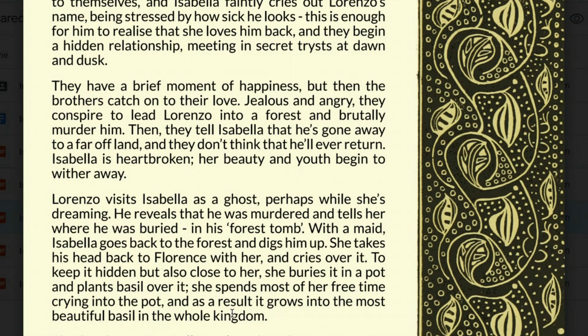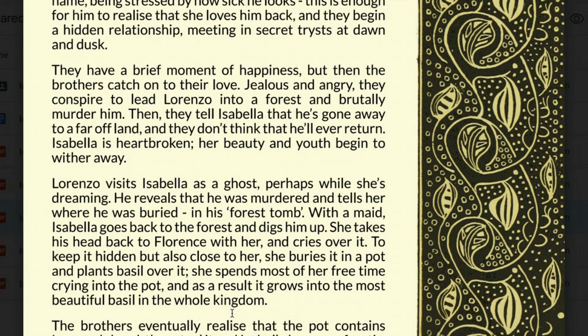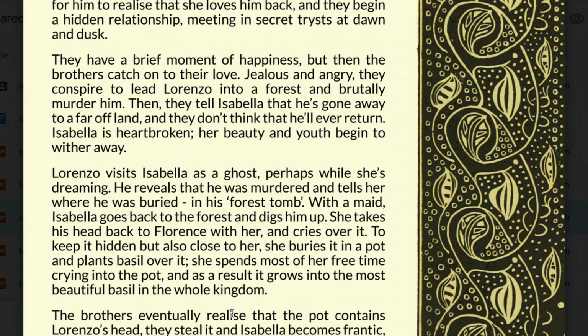This very brief moment ends because the brothers catch on to their love. They notice that this is going on and they become jealous and angry. So they conspire. They're conspirators. They kind of work together. They're both evil and they kind of egg each other on, or they sort of, I don't know what the word is, but they encourage each other or enable each other to do more and more evil things because there's two of them.